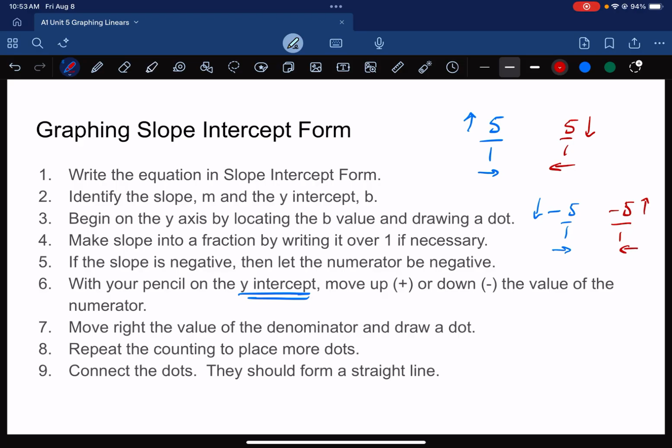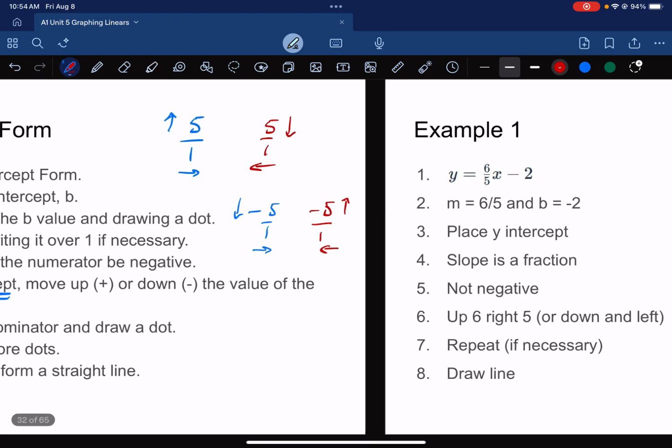Sometimes you have to because you run off the graph and you can't place a point, so you've got to go in the opposite direction. Then you just switch both directions, okay? Repeat the counting to place more dots. Connect the dots. They should form a straight line. If they don't form a straight line, you've made a mistake somewhere, okay?